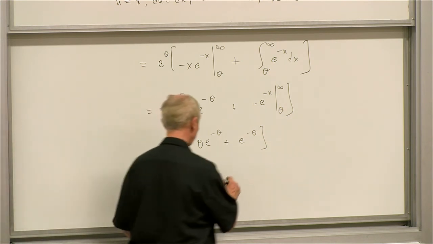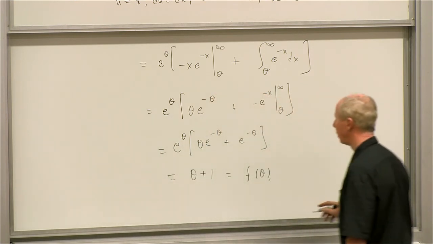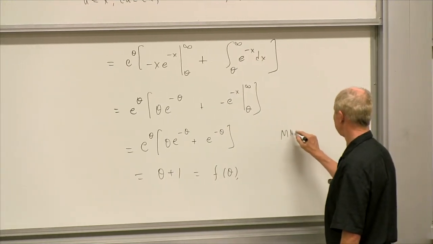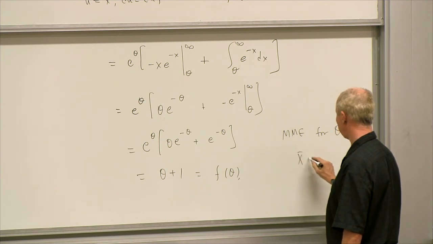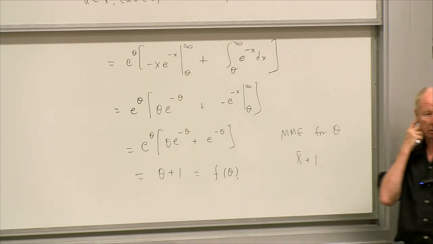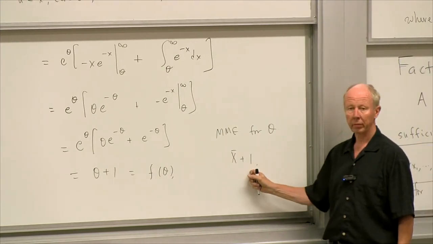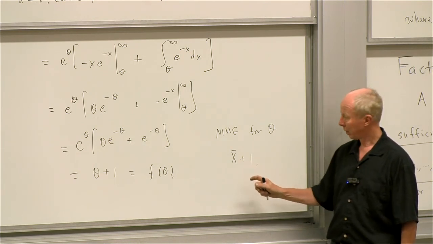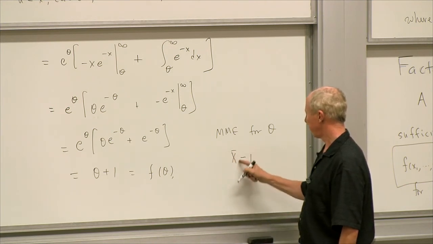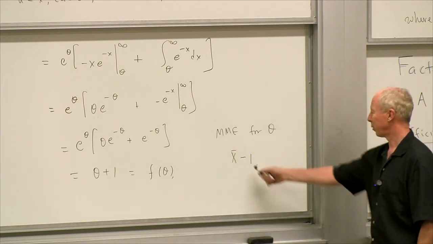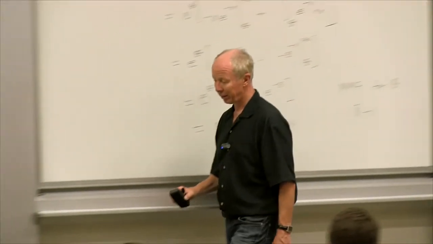So this is our function of the parameter. It's theta plus 1. So what should be the MME? It would be x bar plus 1. The sample mean plus 1. Minus 1. Oh, yeah, minus 1. Thanks. This would give you theta plus 1, and then you want minus 1. Theta hat is x bar minus 1. Thank you.